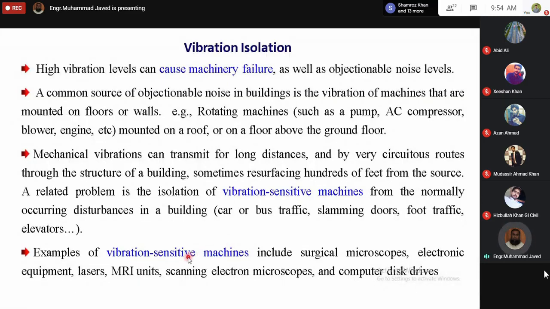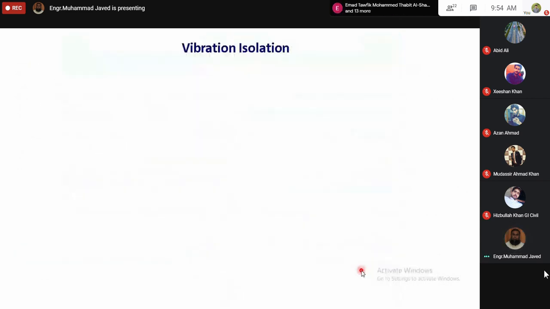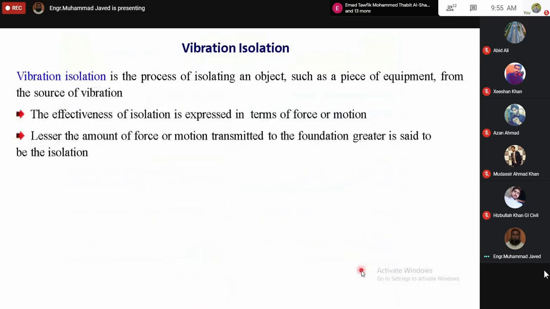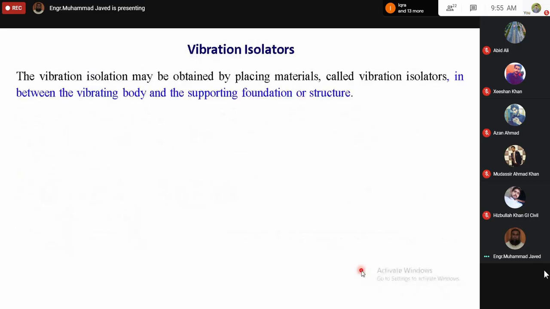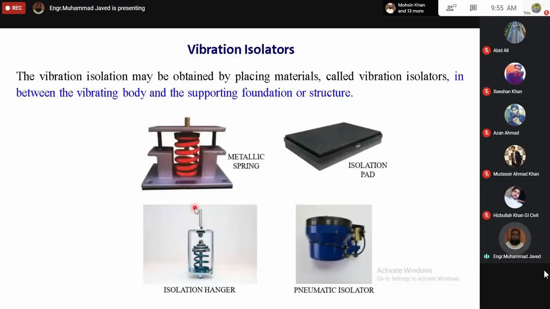तो वो मशीन which are sensitive to vibration, these include surgical microscopes, electronic equipment, lasers, MRI units, scanning electron microscopes, computer disk drives. So जहाँ पर ये चीजें मौजूद हों, we need to isolate the vibration from the surrounding. So these are various types of arrangement which are used to reduce the vibration.